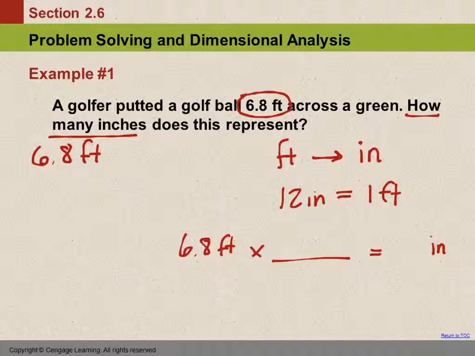So we can make two different conversion factors from that equivalence statement. We can put feet on the bottom, or we can put feet on the top. But let's look at what we're doing here. Here we're starting out with feet. What do we want to put on the bottom? We want to put feet on the bottom because we want those to cancel out. So that means we're going to have to put the other unit on the top.